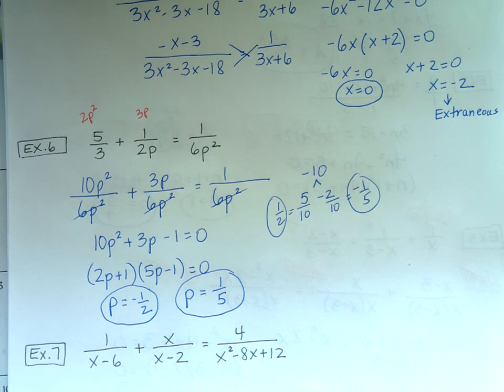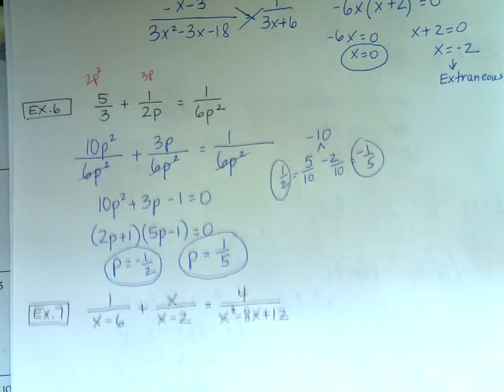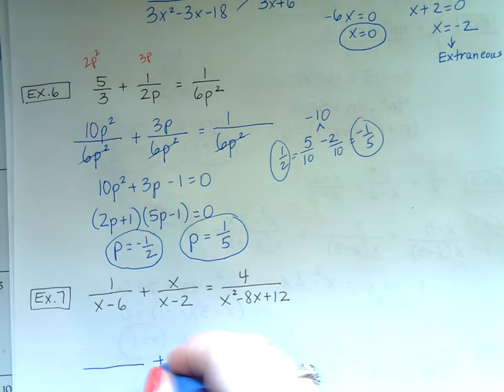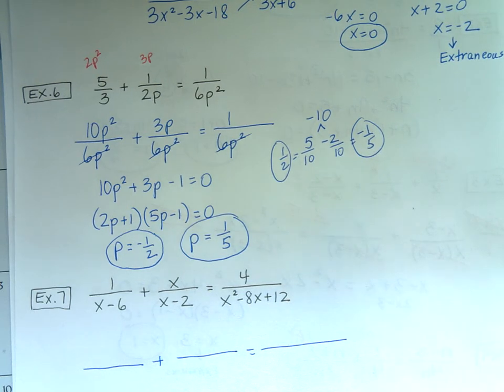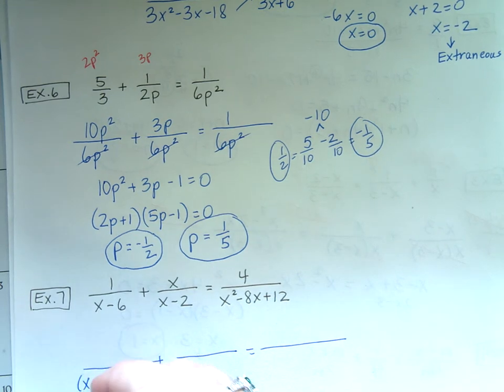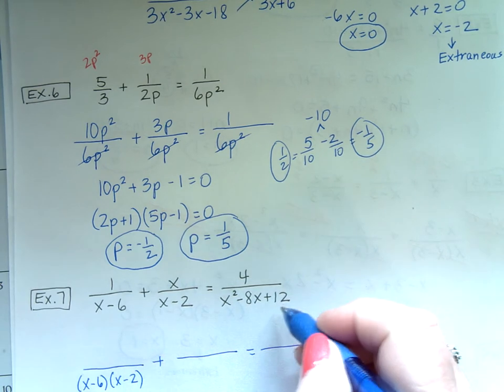Example 7 brings up a new topic, and that is that, again, you've got 3 fractions, so you have to have common denominators amongst all of them, right? So you're going to have the 3. This one's an x minus 6, so you'll know you need an x minus 6. You know you need an x minus 2. But what about this guy? I'm not sure what the heck he is.